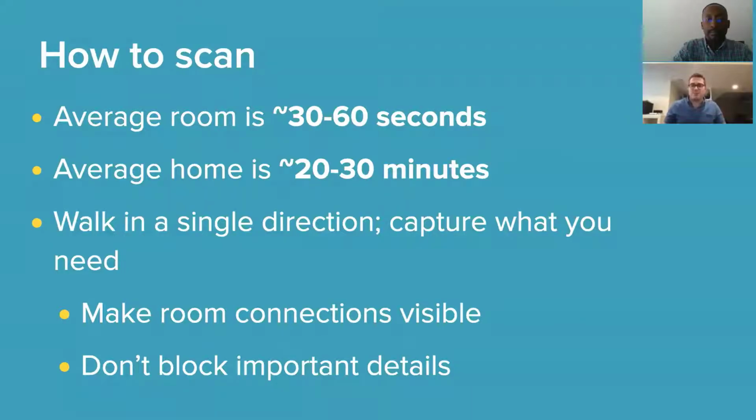Now, scanning is pretty easy. It takes about 30 to 60 seconds to scan an average room and an entire home in 20 to 30 minutes. And what you want to do is walk around the perimeter of the room, moving your phone or iPad up and down in what we call a paintbrush motion, as if you were painting the walls, and you want to do one coat.